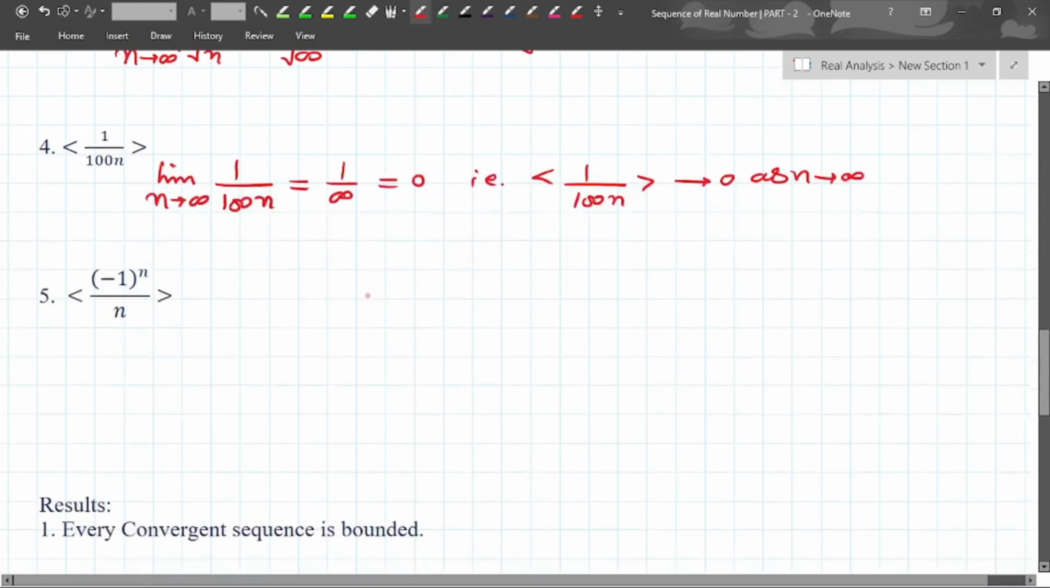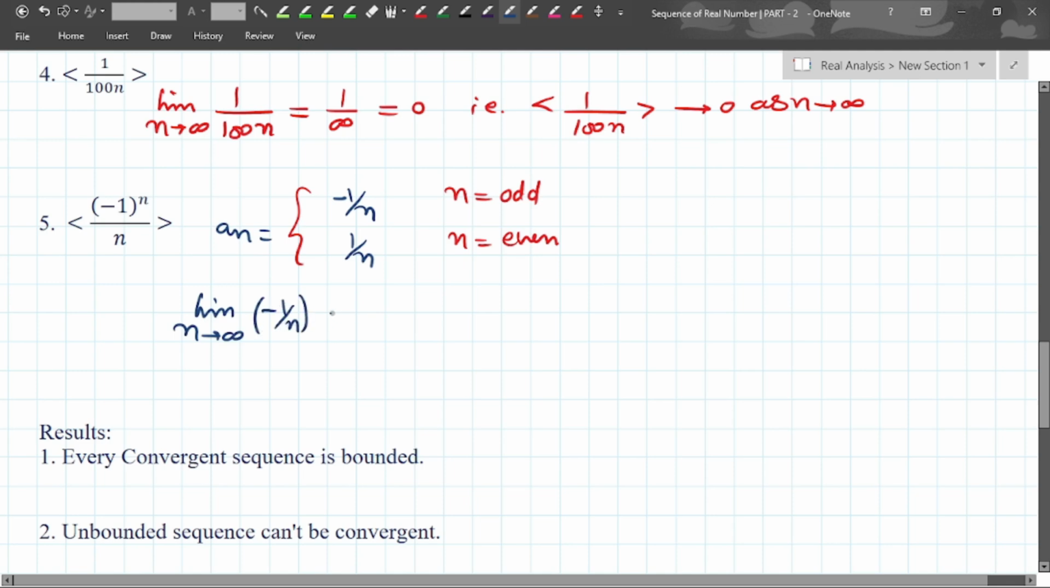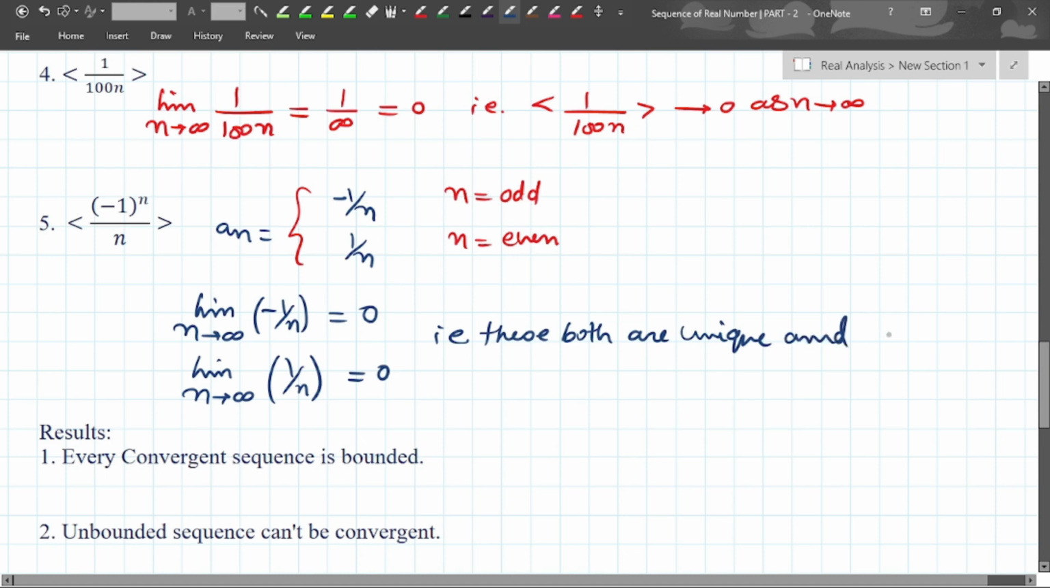So this is one of the easiest ways to find whether a sequence is convergent or not. Now, if you have cases where minus 1 power n occurs, you can simply write it as: if n is odd, it is minus 1 over n, and if n is even, it is 1 over n. Now, it is my a_n. If I take the limit as n tends to infinity of minus 1 over n, it is 0, and the limit as n tends to infinity of 1 by n is also 0. It means that both are unique and equal. So minus 1 to the power n divided by n converges to 0 as n tends to infinity. This is also a convergent sequence.